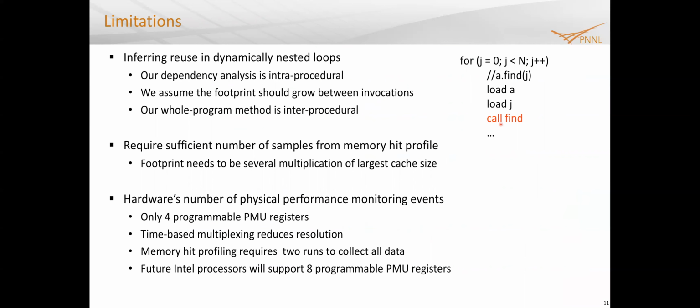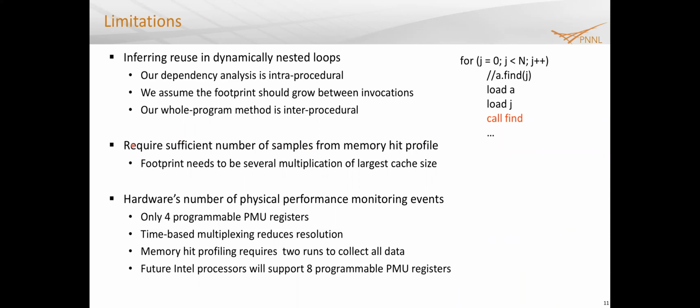Our inference rules use dependency analysis to determine when the footprint should and should not grow. However, our dependency analysis is intra-procedural for the precise method. Thus, for dynamically nested loops, we conservatively assume the footprint should grow between the invocations, unless the user asserts otherwise. The miniVite benchmark employs a dynamically nested loop where our default assumption is not correct. In these cases, our methods fall back to the bounds from the memory heap profile.